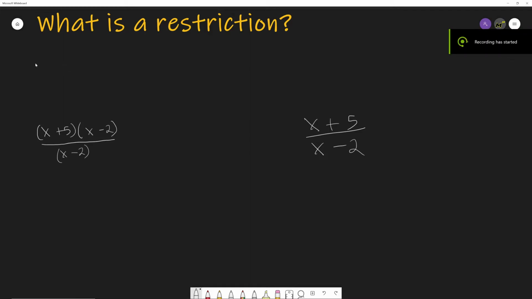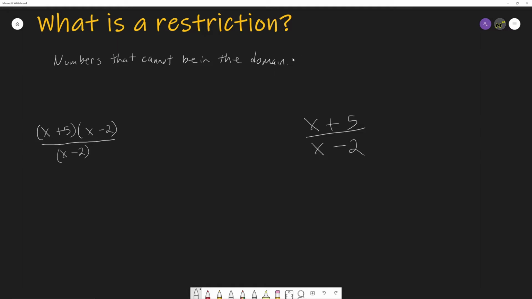Hey team, today we're looking at what is a restriction. A restriction is numbers that can't be in your domain. That cannot be in the domain. And so, think about your domain. You have a domain and range. These have to deal with your x values. So what can't x be?